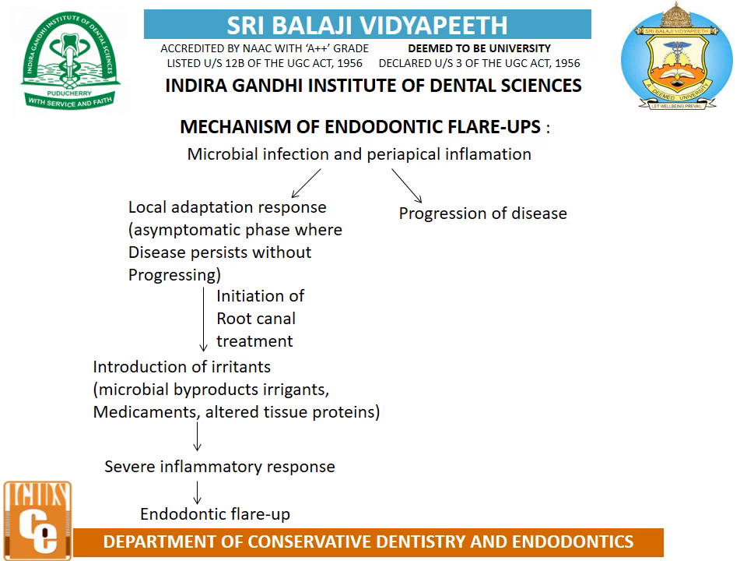Mechanism of endodontic flare-ups. Microbial infection and periapical inflammation lead to local adaptation response and progression of disease. In local adaptation response, the initiation of root canal treatment gives rise to introduction of irritants, microbial byproducts, irrigants, medicaments, altered tissue proteins, which leads to severe inflammatory response and endodontic flare-ups.